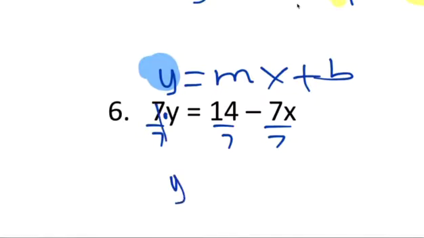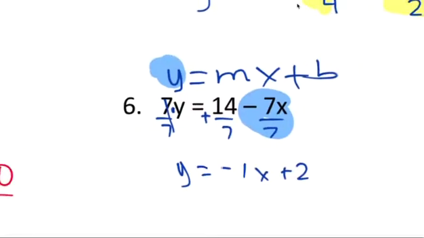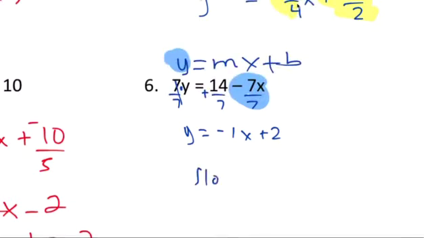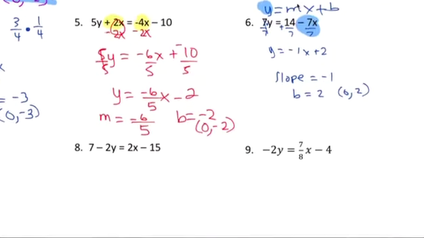So we got y equals, it's important, some teachers will want you to write the slope first, so that's a negative 1x, and that's a positive 2, so plus 2. So the slope here is negative 1. The y-intercept, or b, is 2, or (0, 2), right? Make sure that you know that.